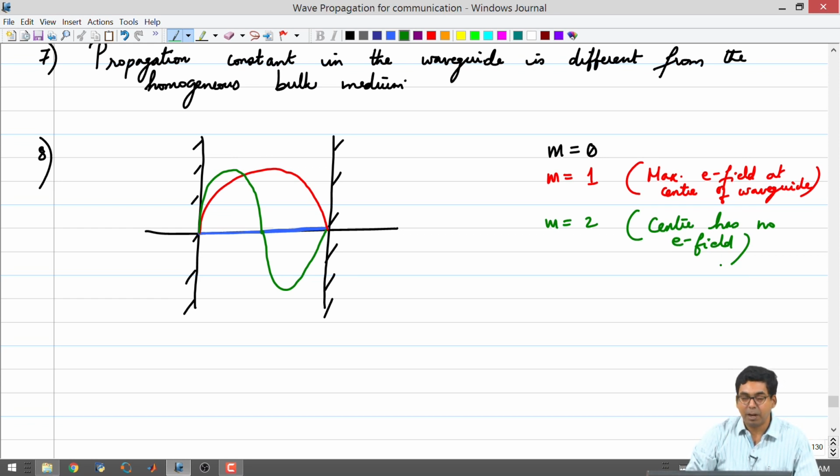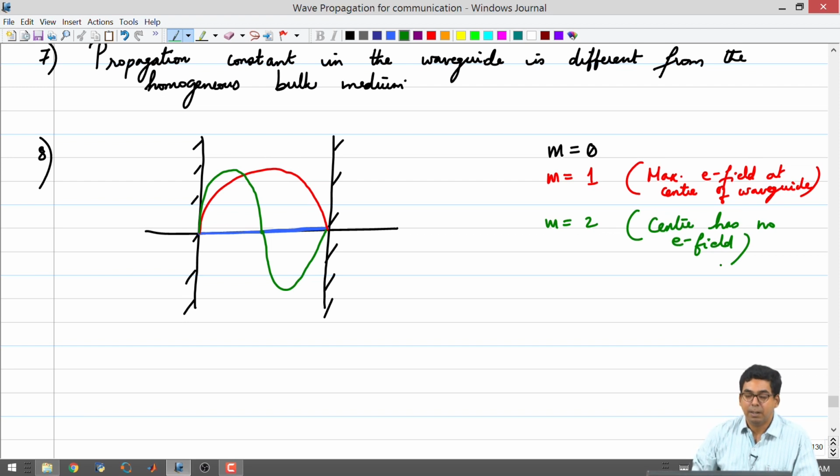You can keep drawing for m equal to 3, which will have 3 half cycles of the sinusoid, m equal to 4 will have 4 half cycles of the sinusoid, etc. So, the m actually signifies how many half cycles of the sinusoid you have within the parallel plate configuration. M equal to 0 has 0 half cycles, m equal to 1 has 1 half cycle, m equal to 2 has 2 half cycles. Two half cycles is a full wave. So, it keeps going like this.